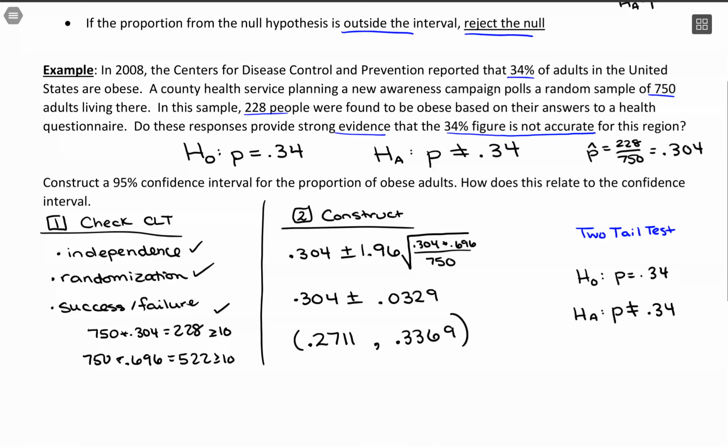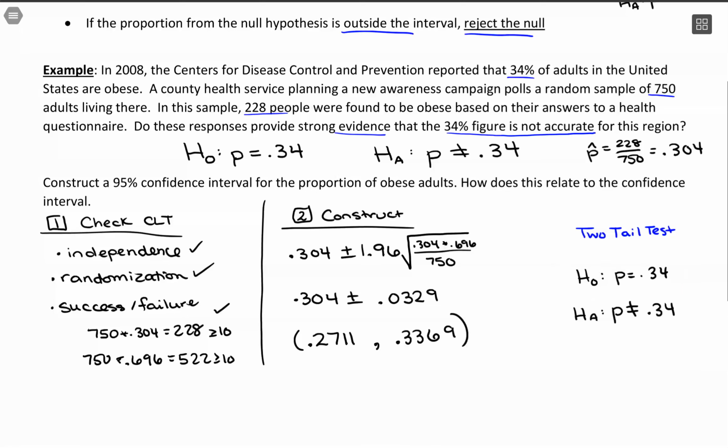So if we think about what we're trying to prove here, we're trying to prove that the population proportion is different from 34%. So what we could do is look at this interval and see, is that 34% in there? Is that a possible value for our population based on our 95% confidence interval? And you could also think of it in terms of the null hypothesis. We're saying the proportion is 34%.